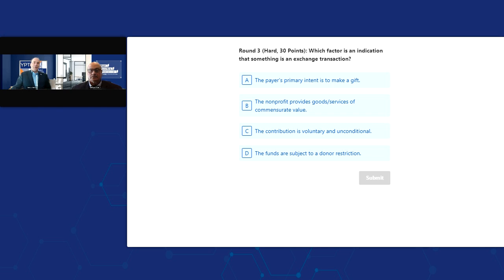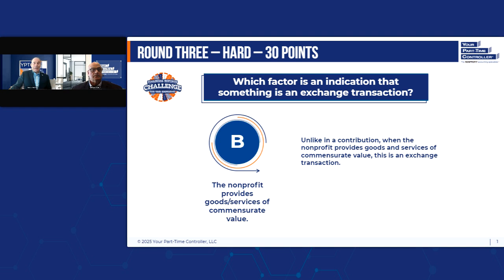Definitely issues that we are dealing with determining revenue. We might be referring back to our decision tree flow chart on revenue recognition to get this one correct. The answer is B. The nonprofit provides goods and services of commensurate value. That is pretty much the definition of an exchange transaction. There is an exchange of goods and services for commensurate value of what's being received from the resource provider. Unlike in a contribution, when the nonprofit provides goods or services of commensurate value, we call that earned income.